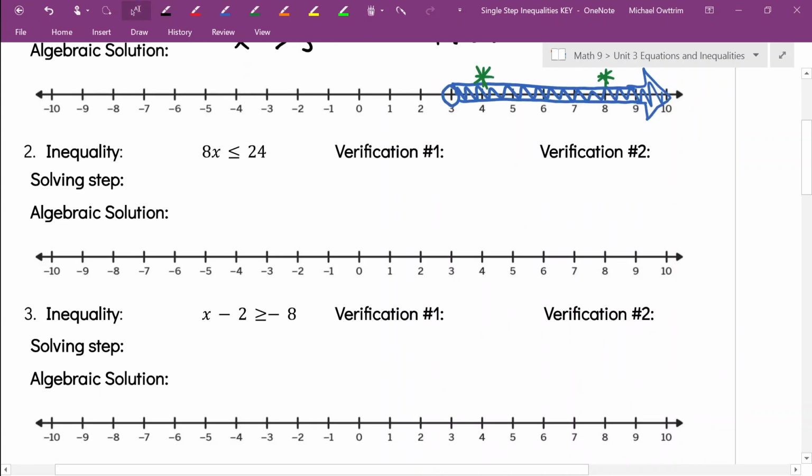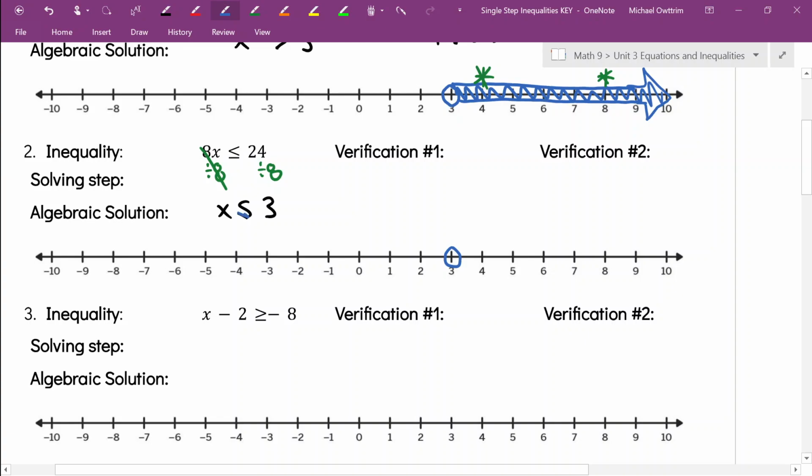In question 2, we have 8 times x is less than or equal to 24. So the opposite of multiplying by 8 is dividing by 8 on both sides. Okay, 8 divided by 8 gives us 1x, or just x, being less than or equal to 24 divided by 8, which is 3. So again, on this one, we still have our cutoff point at 3.